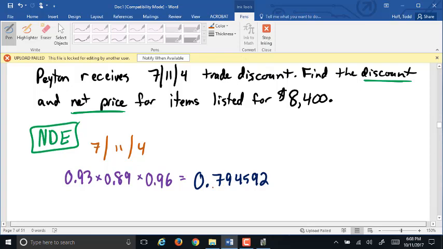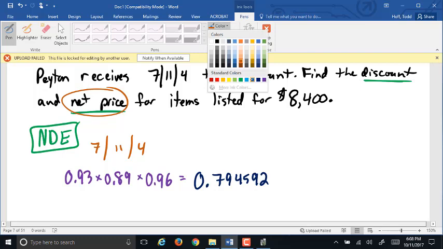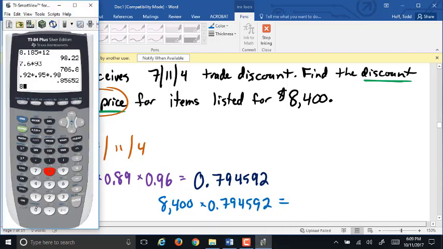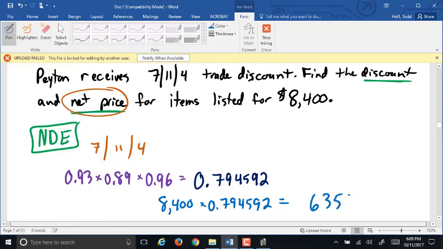That right there could give us then the net price. How would it give us the net price? Take the list price times that net decimal equivalent. Is 6356.74. That is the net price.